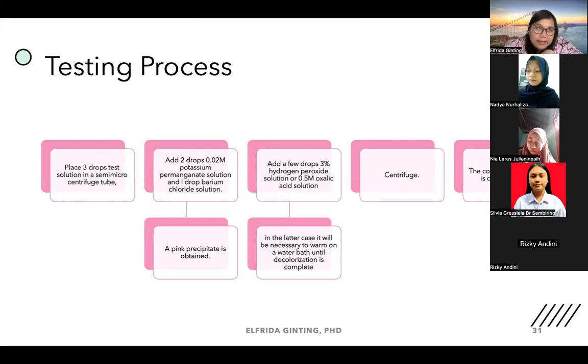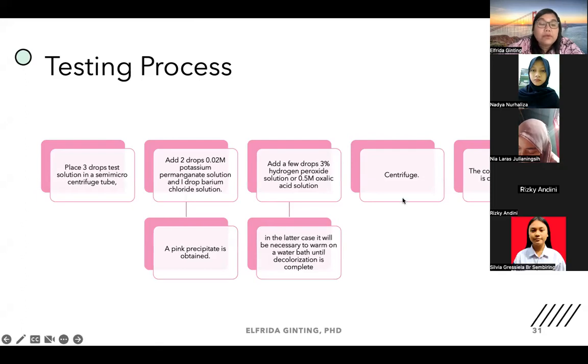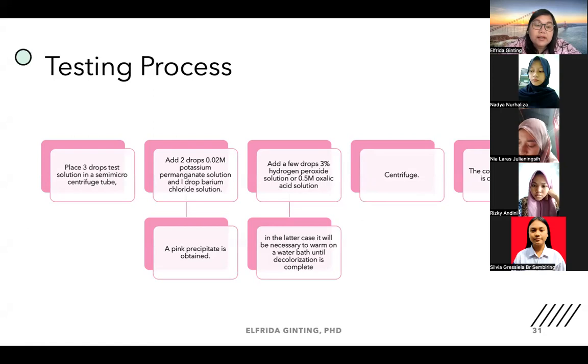If everything is going according to schedule, next semester we will learn about separation chemistry, and one of the topics will be centrifugation. I don't know if I will still teach separation chemistry, but if I'm the one who teaches you, then I will be teaching one topic about centrifugation.